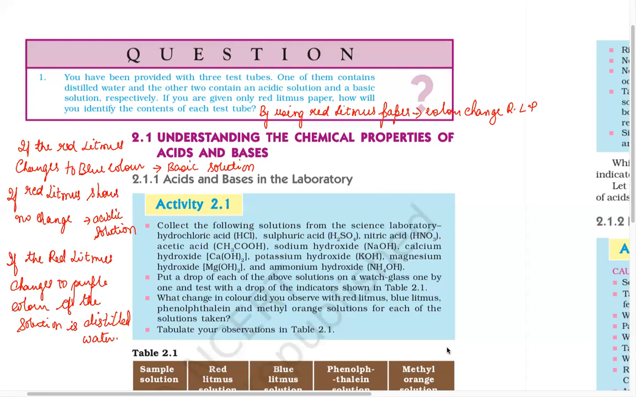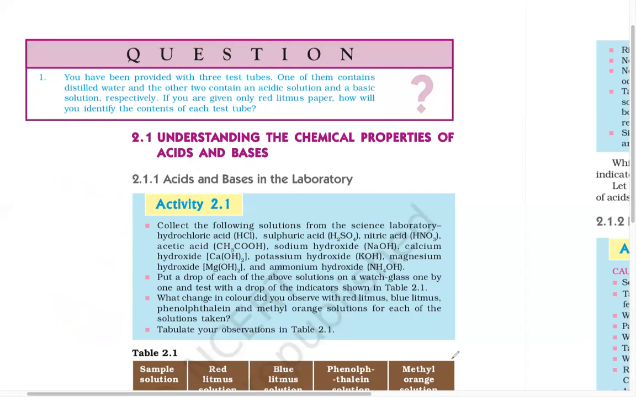understanding the chemical properties of acids and bases in the laboratory. We have to collect solutions from the science laboratory: hydrochloric acid, sulfuric acid, H2SO4, nitric acid, HNO3, and acetic acid, CH3COOH. You have to put a drop of each solution in a watch glass. One by one you have to test a drop of the indicators shown in the table.